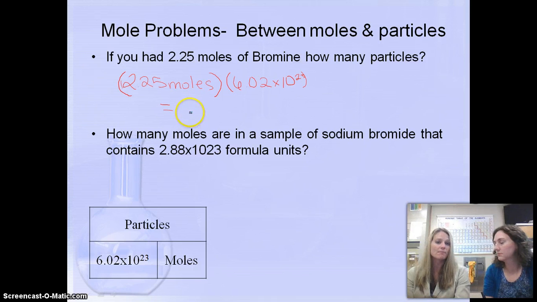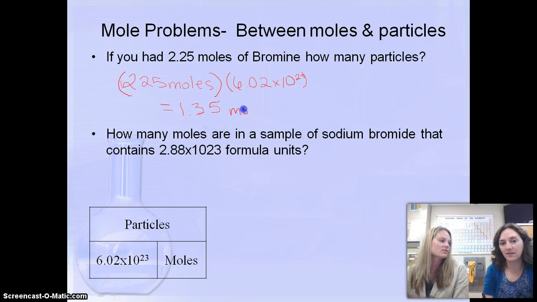So after we do that math, we find it to be 1.35 times 10 to the 24th molecules. Oh, I jumped ahead. This is what I get for reading my own notes wrong. I picked these long ones for you to have to write out.